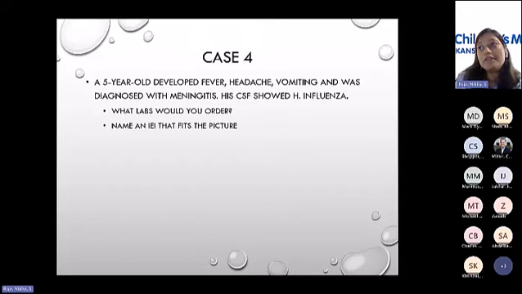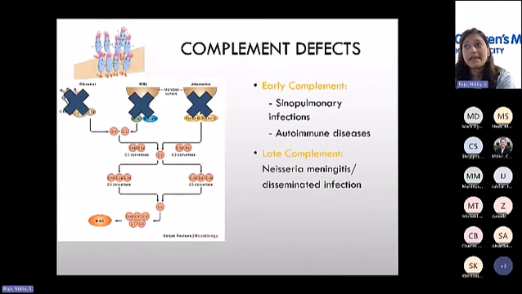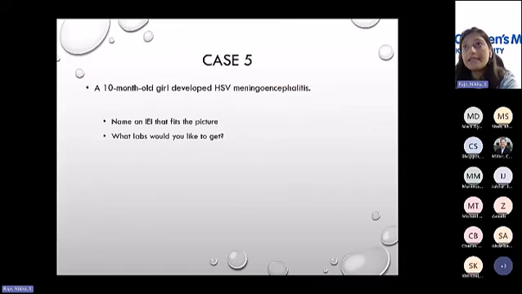Another case with fevers, headache, vomiting, and meningitis, you would be thinking of complement defect. As I mentioned, these patients can have sinopulmonary infections. Also, early complement defects can have autoimmunity, such as lupus, and late complement or terminal complement defects will present with your Neisseria infections or disseminated infections.